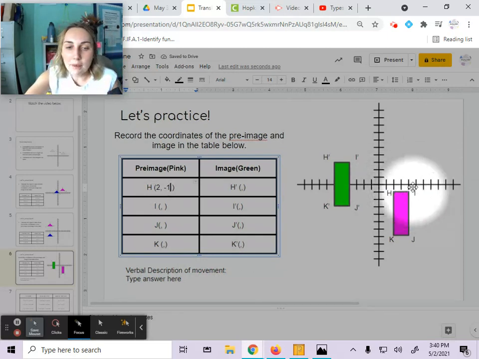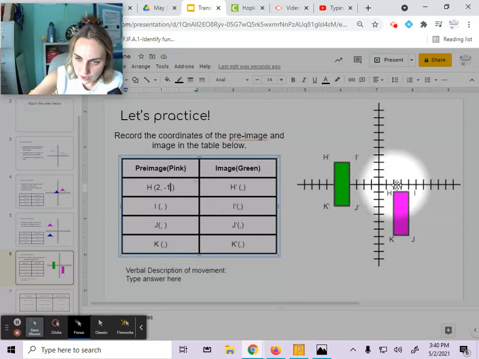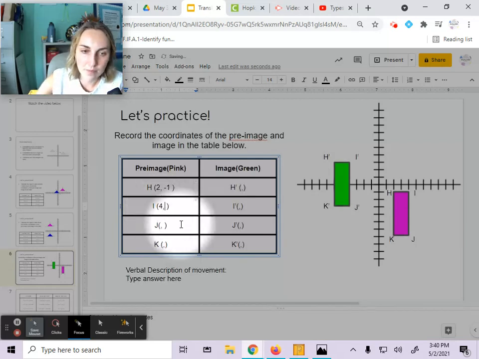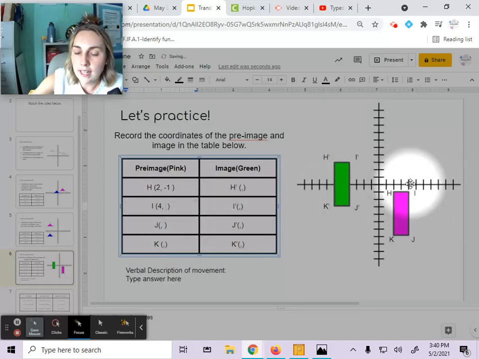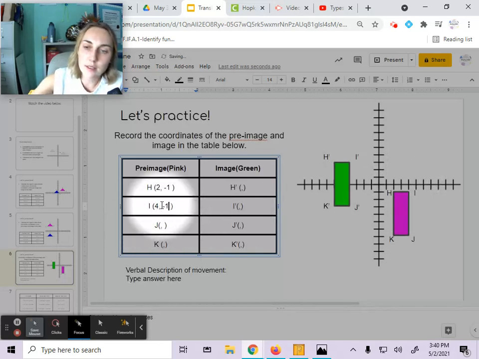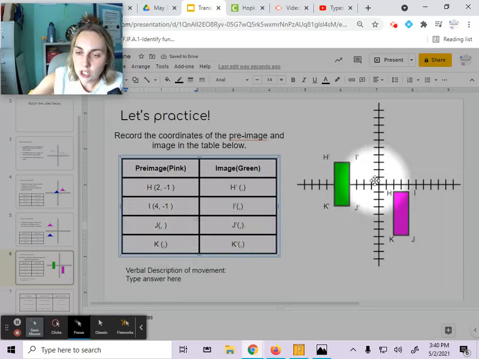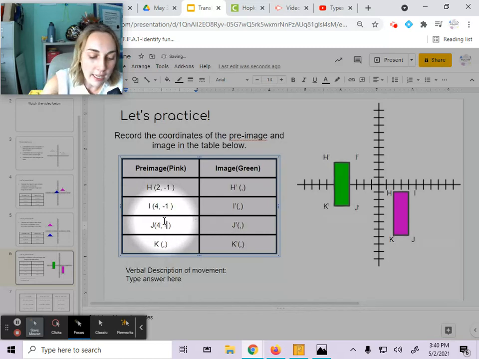Now if I look at I right here, here's our next one that it wants us to find. It is at 4 on the x-axis, and again at -1 on the y-axis. Next we have J. J is at 4 on the x-axis again. Once I get to 4, I'm going to go down 1, 2, 3, 4, 5, 6, 7. This is -7, sorry, on the y-axis. So we're at 4 and -7.